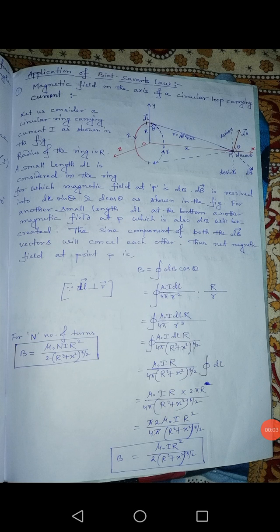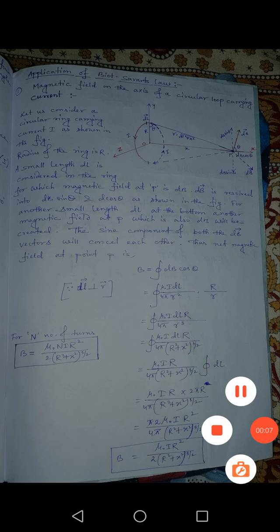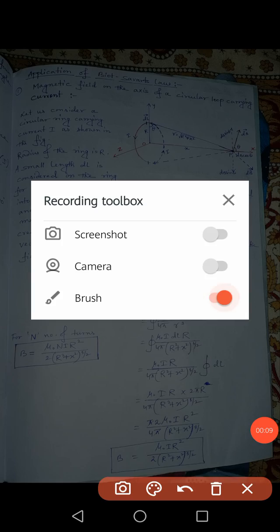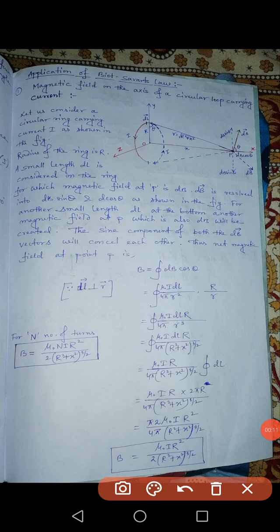Today's video we will discuss the application of Biot-Savart's law. In the last video I told you about Biot-Savart's law, and you got the formula. Now say there is a ring or circular coil like this carrying current. The current is going like this, and then it is coming this way.